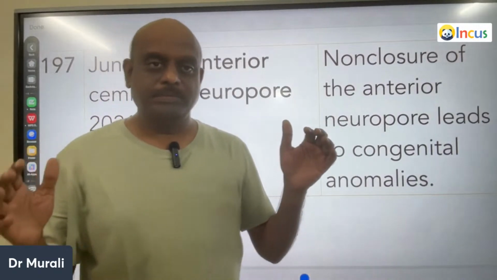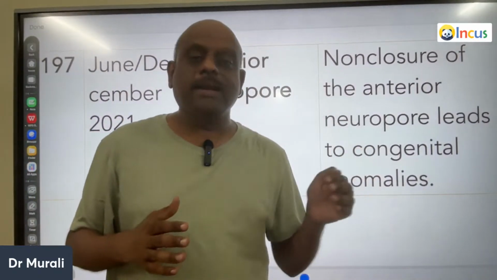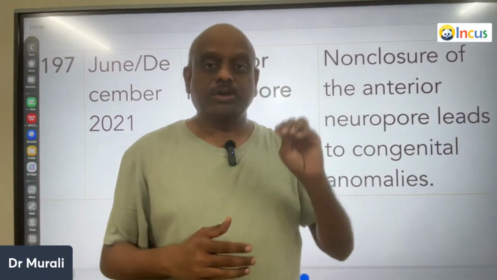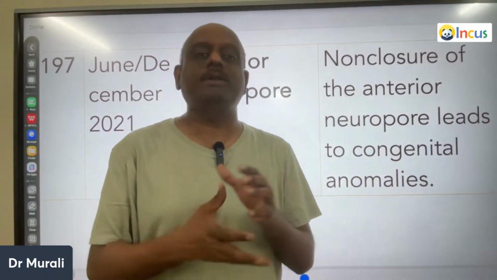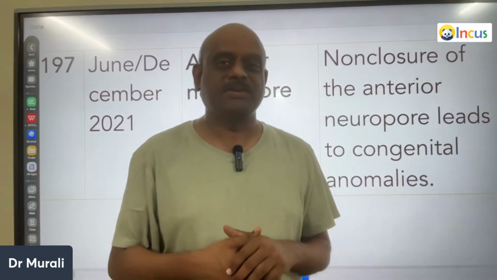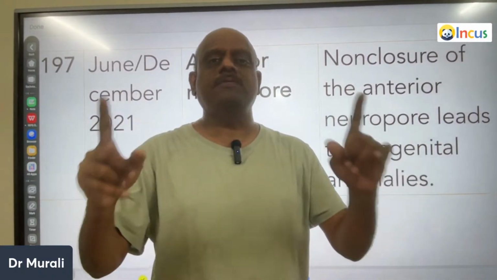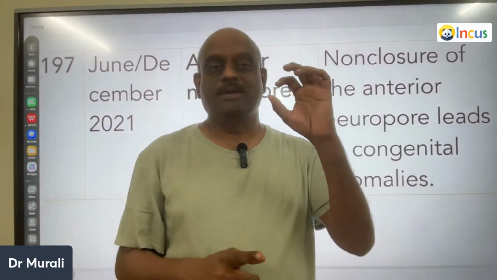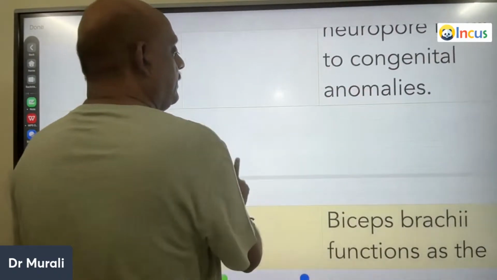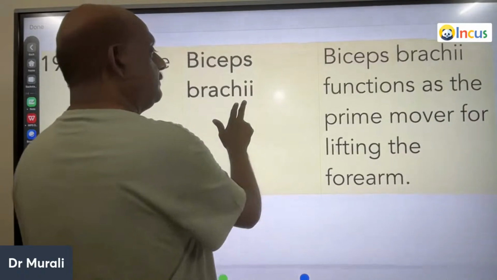So if you look at anencephaly, etc., you should know the embryological origin of those congenital anomalies, the neural tube defects. It is the non-closure of the anterior neuropore which typically is responsible for the neural tube defects.